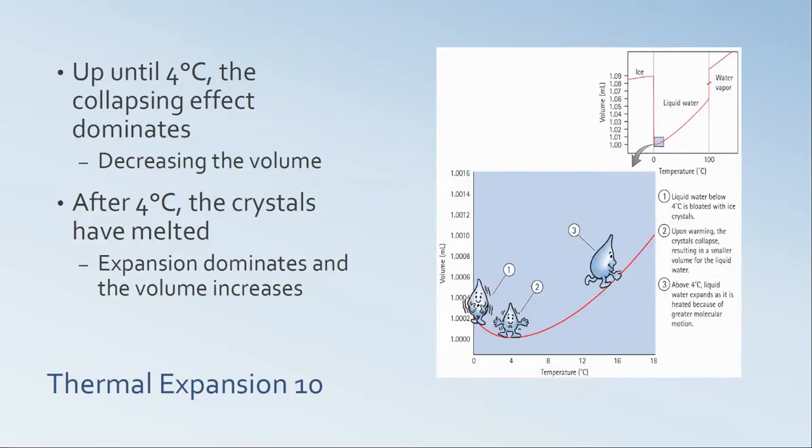increase the heat. And so you can see in this diagram over on the far left at 0 degrees, we have our frozen ice. As we heat up the ice, the crystals collapse and the volume of the water actually decreases. But then once we hit 4 degrees Celsius, all the crystals are gone. And now our water can freely expand, and it will expand like we would expect it to with increased heat.